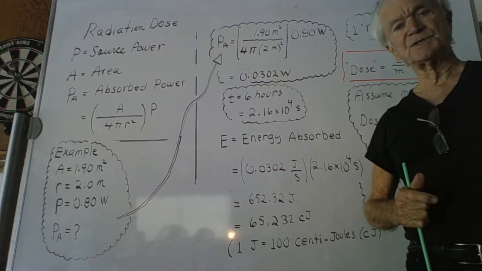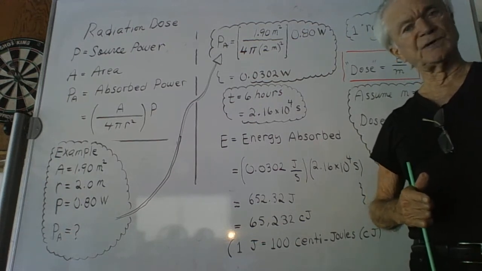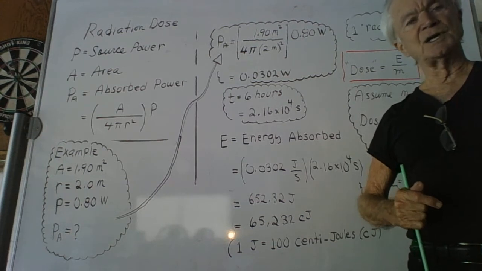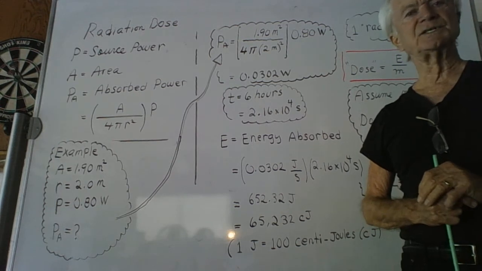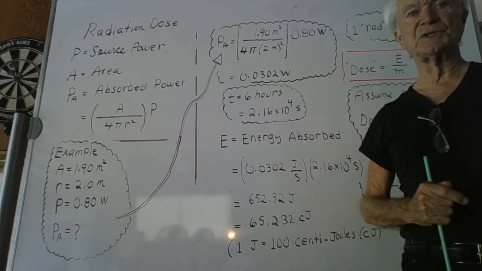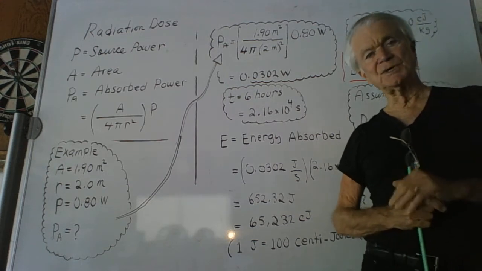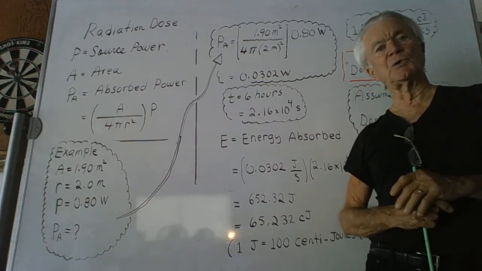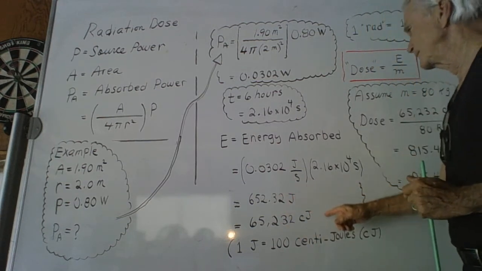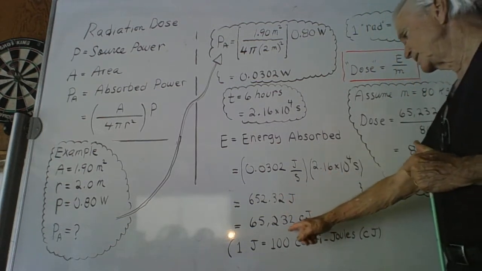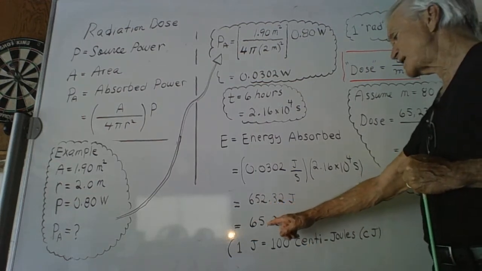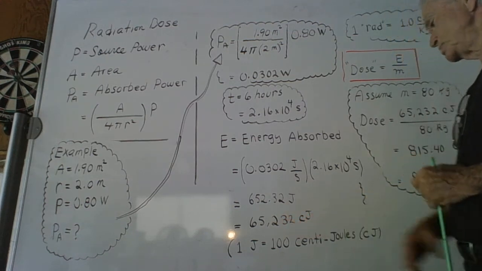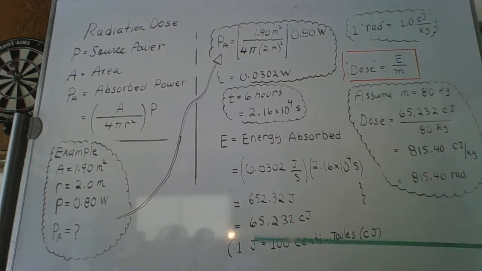Now, for the first time in this class or the previous one, I'll introduce a non-standard unit of energy that's convenient for our purposes. It's the centijoule, analogous to a centimeter, which is 100th of a meter. A centijoule is 100th of a joule, abbreviated lowercase c, upper J. Multiply this by 100 and move the decimal point over twice, and you have 65,232 centijoules. And I'm recording for historical purposes that a joule is 100 centijoules.